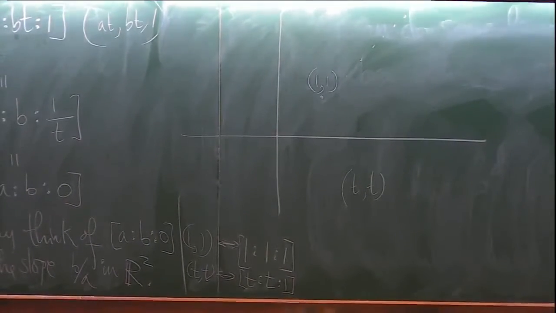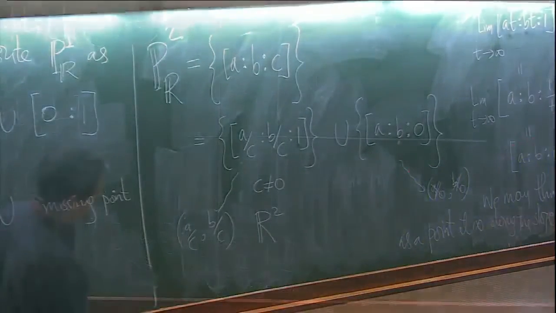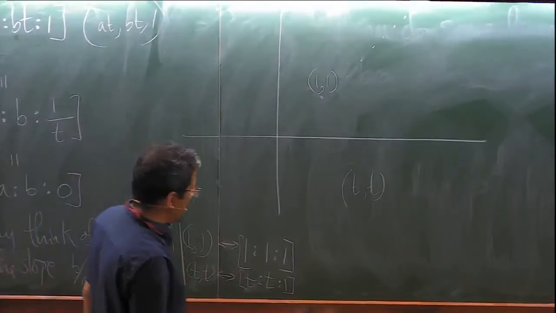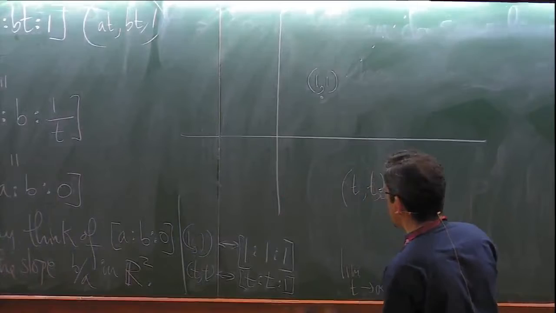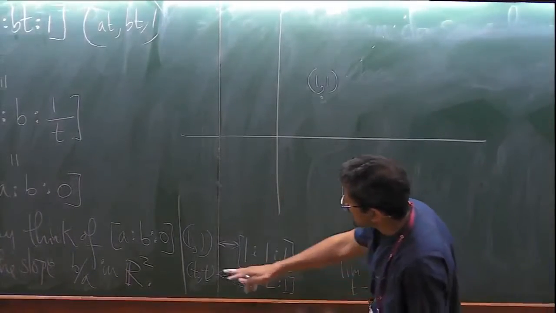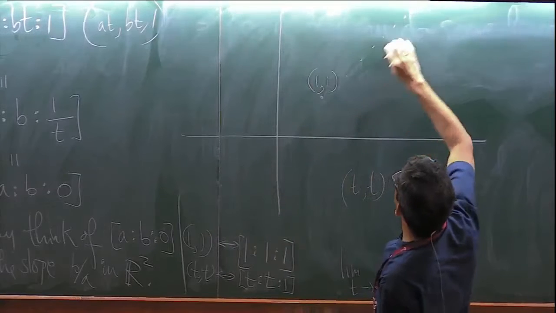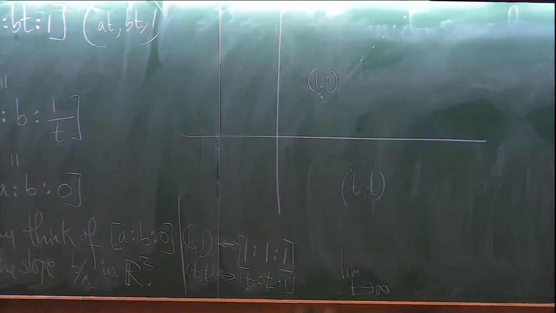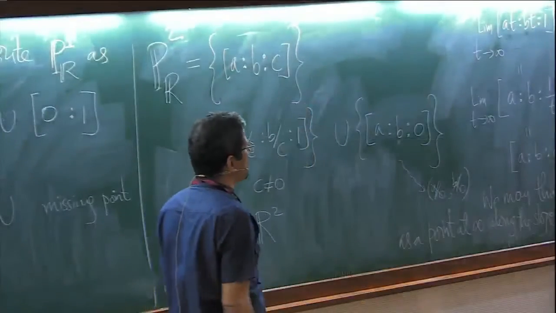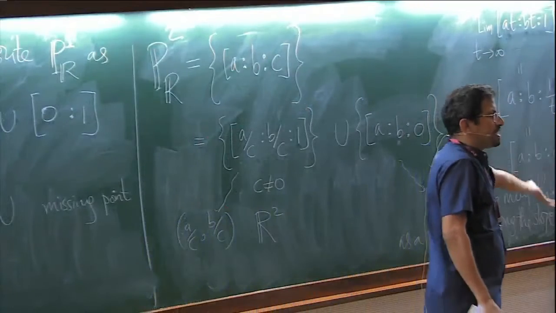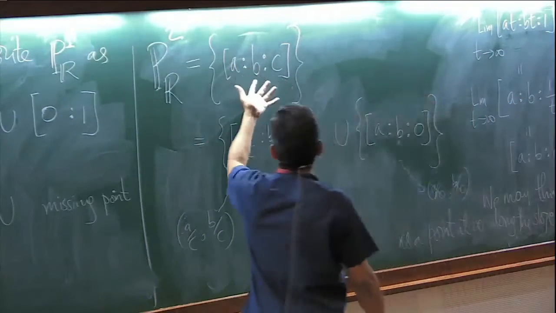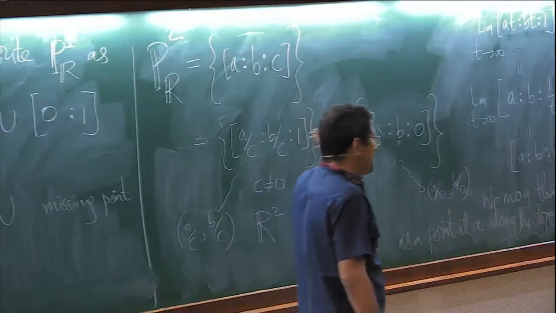And now as t goes to infinity, you divide by t, and what you will notice is that in this R2, there is no limit because it's just going out of R2. But I have enlarged R2 to a bigger set, P2R, the collection of all such symbols. And in this, I want to say that there is a limit. Of course, this is an intuitive argument. It's not really rigorous because I have not set up any calculus here. But we will take that as our intuition.